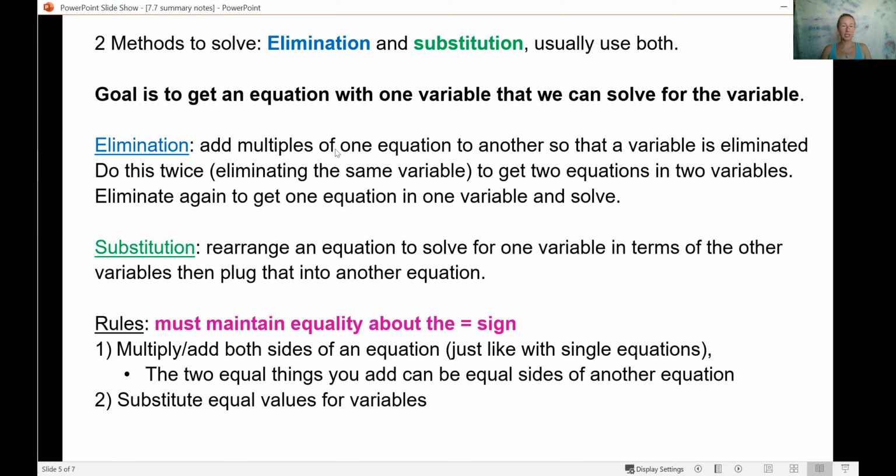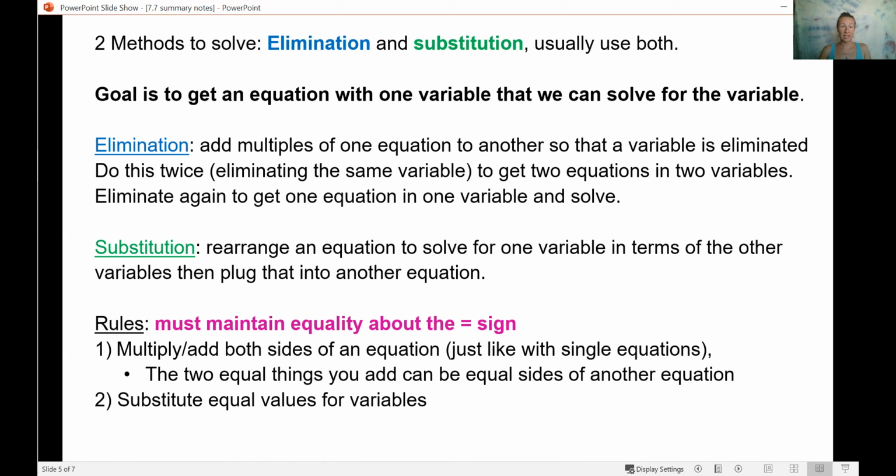Elimination is a technique where we add multiples of one of our equations to the other equation in order to eliminate one of our variables. Say we have an x in one equation and a negative x in another equation. If we add those two equations together, the x and the negative x are going to cancel out, and we're going to get a new equation that has eliminated x.